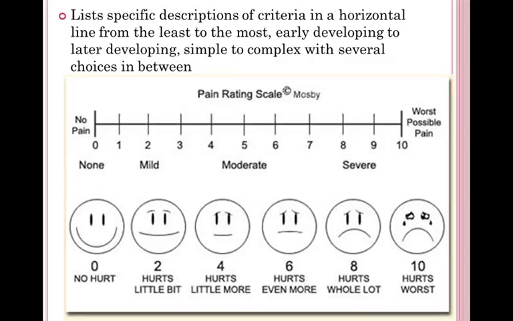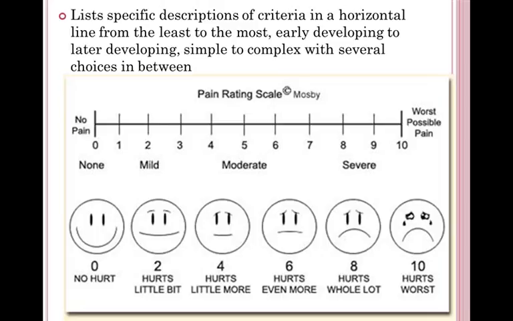So we have two different types of rating scales. One lists specific descriptions of criteria in a horizontal line from the least to the most. So what is the first one a scale of? You're rating your pain. 0 means what? And 10 means? It means the worst type of pain. This is also a rating scale. What is this measuring? The entire rating scale, what is it measuring? Pain. It's the same thing.